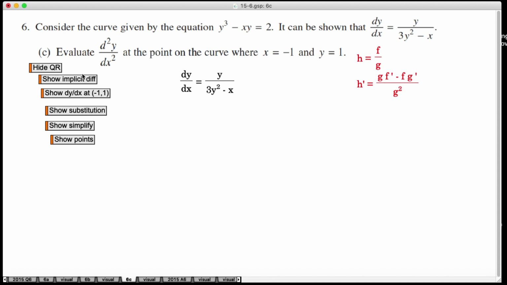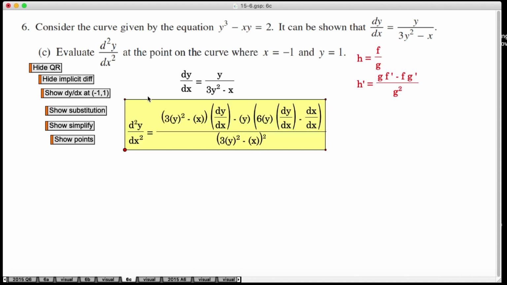So let's look at this here. Now I'm going to differentiate this implicitly. So the derivative of the first derivative is the second derivative, and then differentiating this using the quotient rule, it's the denominator squared. So here's the denominator squared, and then it's the denominator times the derivative of the numerator. And remember, we're differentiating with respect to x, so the derivative of y with respect to x is dy/dx. Then minus the numerator, which is y, times the derivative of the denominator.